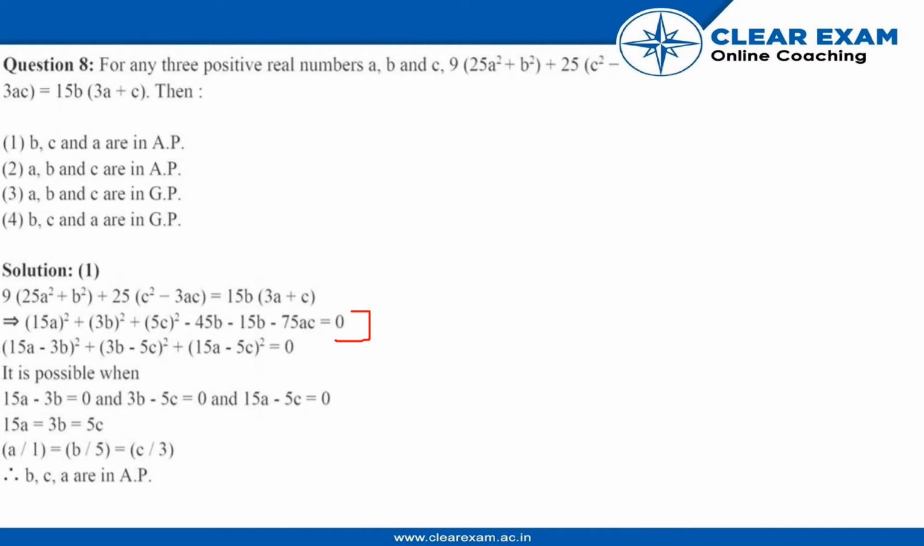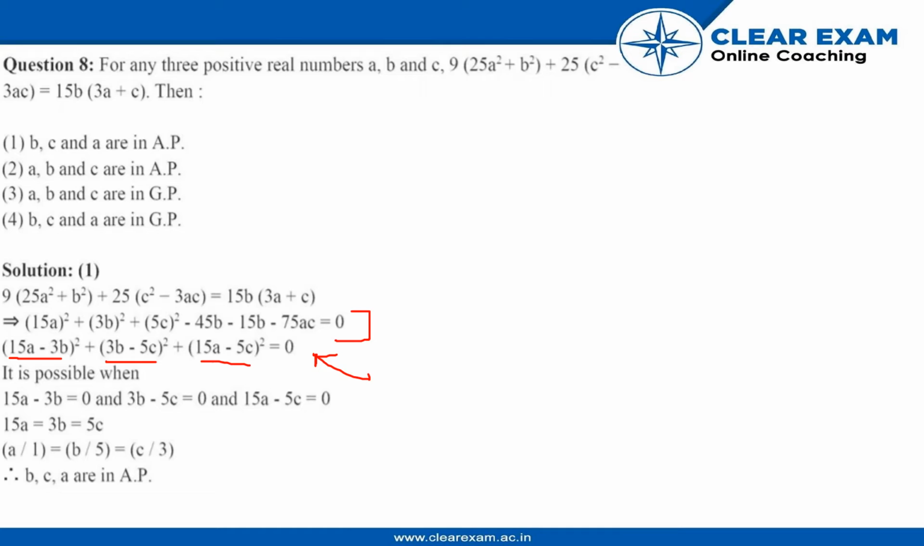We can further see that it is familiar to an equation we already know, that is (x minus y) whole square, (y minus z) whole square, and (x minus z) whole square. Correct? So we break down the complete equation into this. Correct? Now we know that this equation is equal to 0.